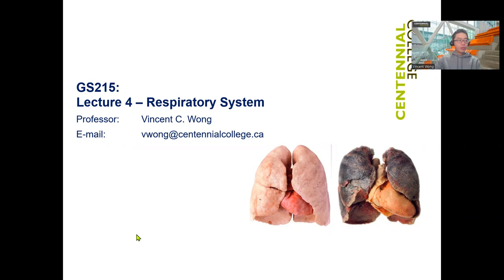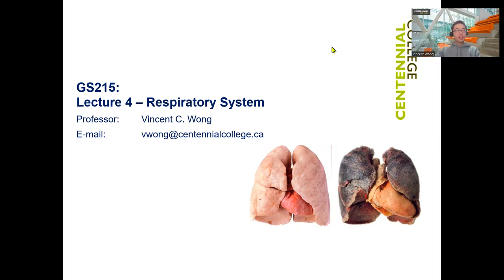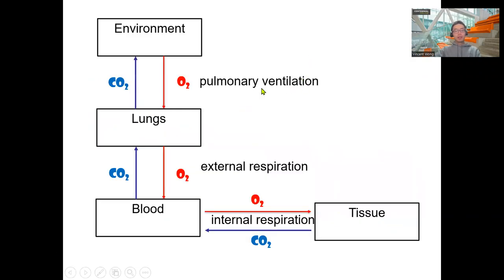Let's continue to lecture four, which is the respiratory system. It's relatively easy compared to what we just went through, and it's quite short as well. The main function of the respiratory system is to get the oxygen from the air, from the environment, all the way to our blood and ultimately to our tissue, right?